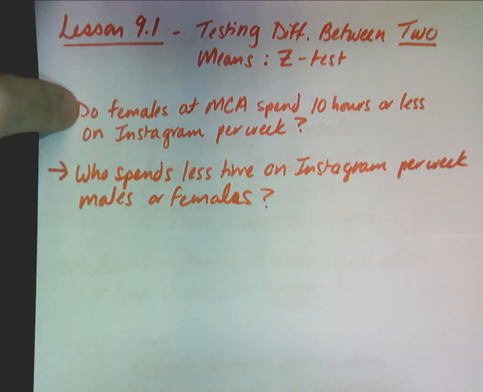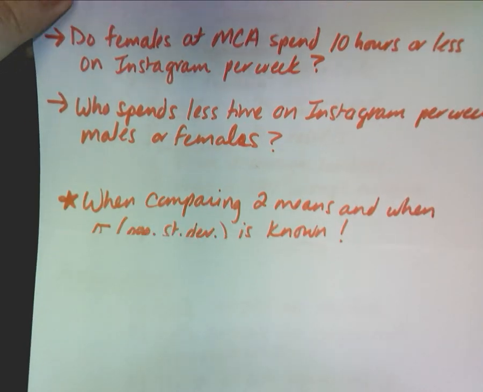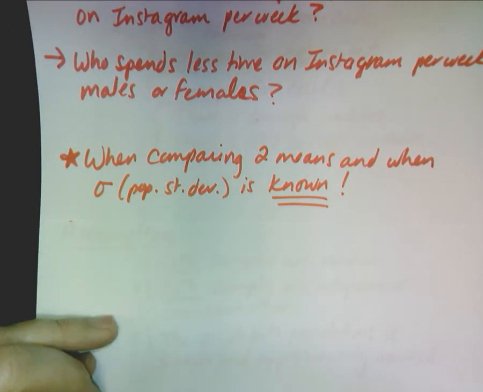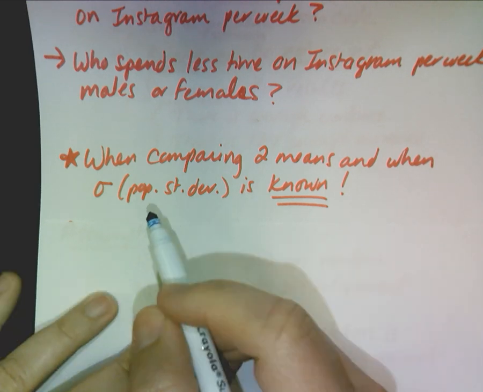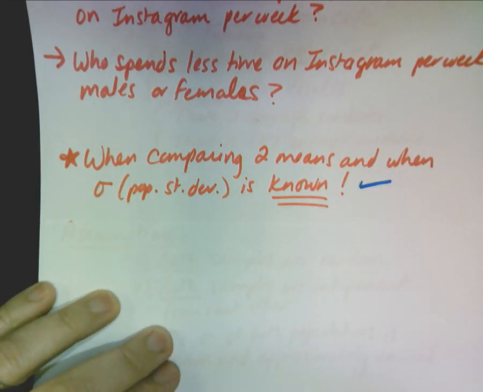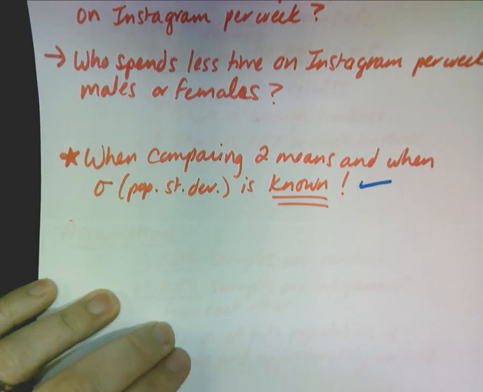Z-test for two means. All right, so I've been saying it, when do we know to do this? When we're comparing two means and the population standard deviations are known. You have to know them, okay? You knew that.